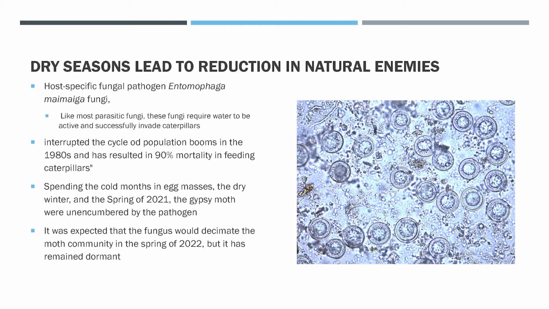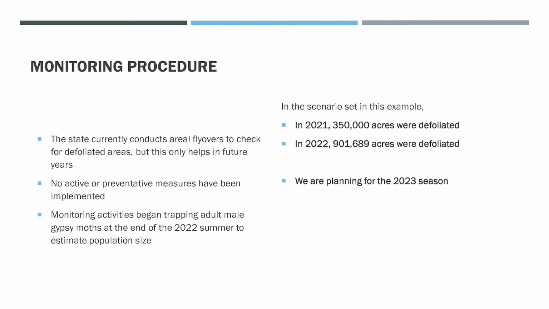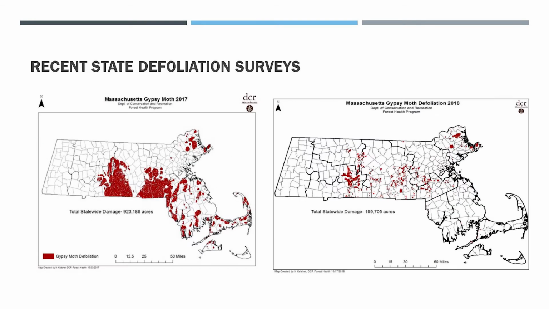The fungal pathogen Entomophaga maimaiga interrupted a 100-year cycle of defoliation. Like most parasitic fungi, they require water to be active and successfully invade caterpillars. In this scenario, it has been very arid in the spring and summer. This monitoring plan is for the 2023 season. It assumes that no active or preventative measures have been taken. Here is the 2017 and 2018 State Defoliation Survey map showing the damage that gypsy moths had done.